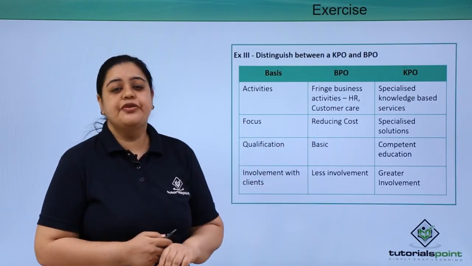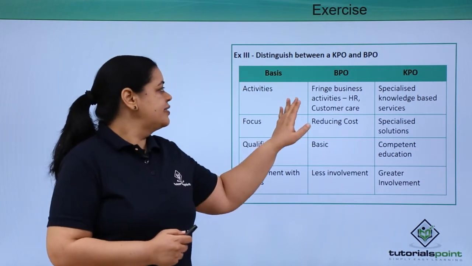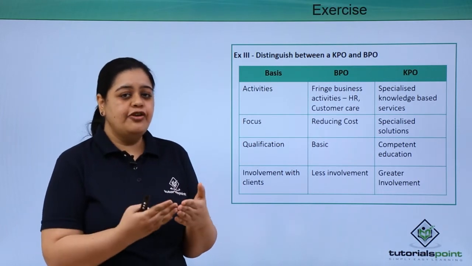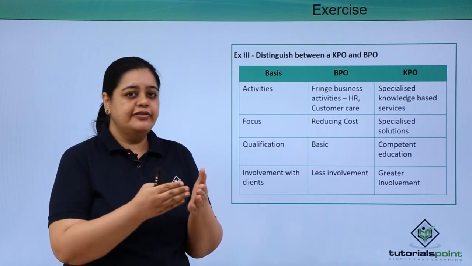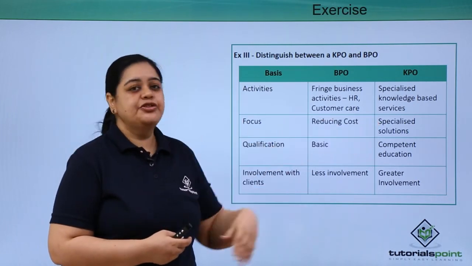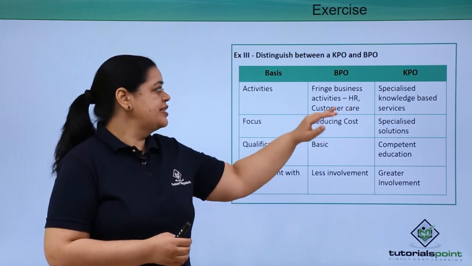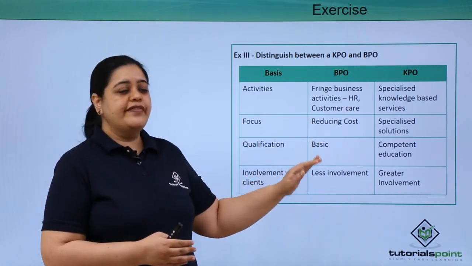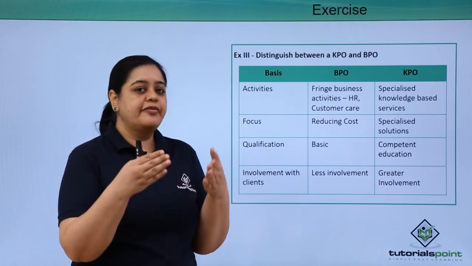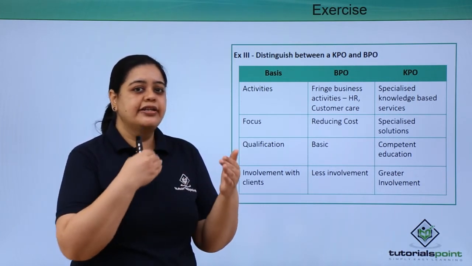Now we have been asked to distinguish between a KPO and a BPO. See, the distinction can be done on the basis of the activity. So in a BPO, the activities are fringe business activities, that means activities where the volume of data involved is too high, but the work is more mechanical in nature. When you compare this to a KPO, you require specialized knowledge. So these are specialized knowledge based services, whereas BPO is fringe business activities. The focus when we are outsourcing to BPO would be on reducing the cost. In KPO, remember, the objective is also to reduce the cost, but the focus is more on getting highly skilled labor at a lesser cost.